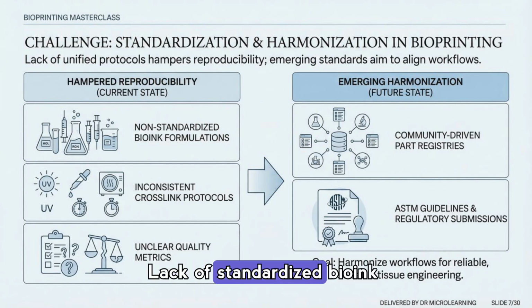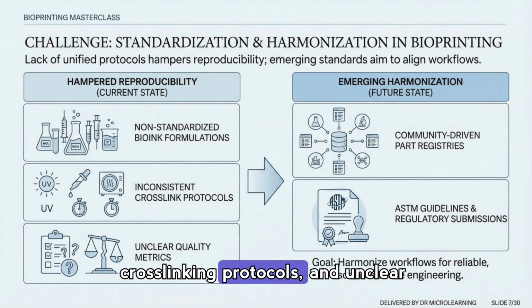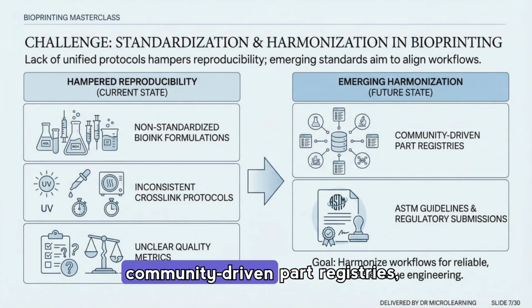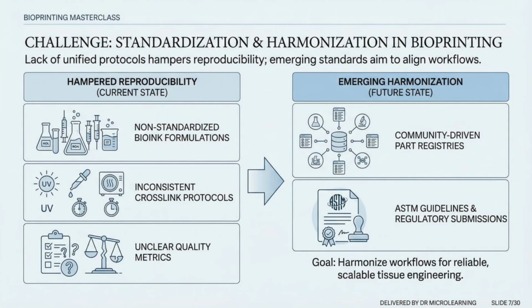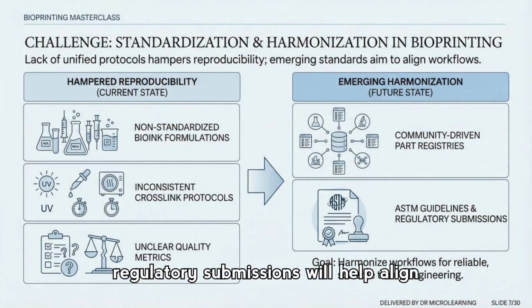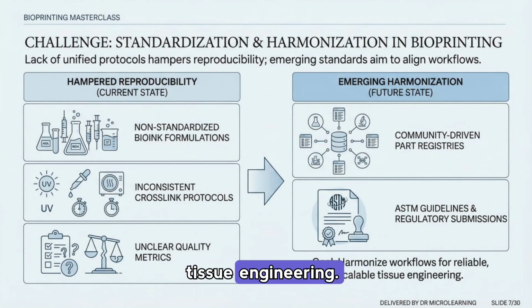Lack of standardized bioink formulations, inconsistent cross-linking protocols, and unclear quality metrics hamper reproducibility. Moving toward community-driven part registries, ASTM guidelines, and harmonized regulatory submissions will help align workflows and enable scalable tissue engineering.